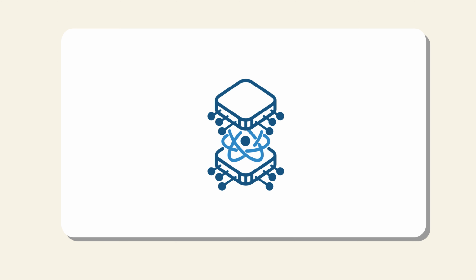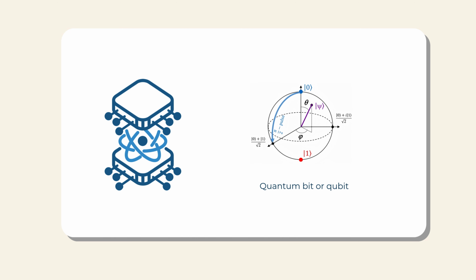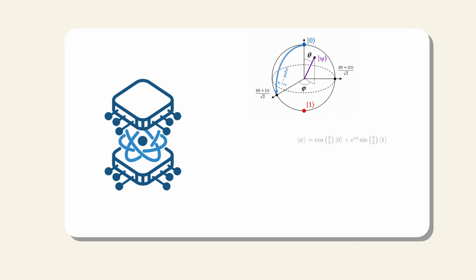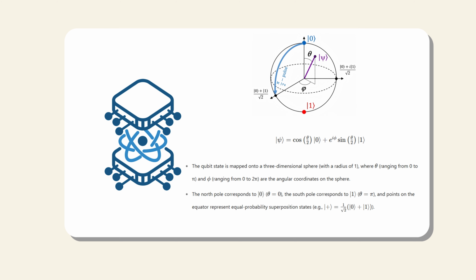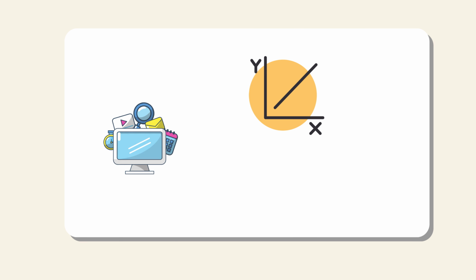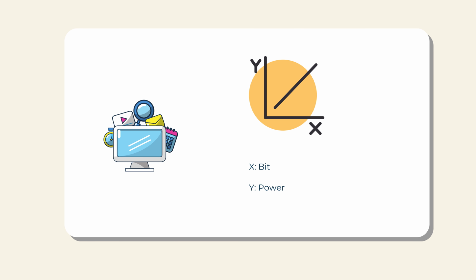A quantum computer, on the other hand, is based on the quantum bit or qubit. Unlike a classical bit, a qubit follows the principle of quantum superposition, meaning it can be in a state of 0 and 1 at the same time. Imagine a spinning coin. It's not strictly heads or tails until it lands. It's a mix of both. This mixed state can be described mathematically as a probability amplitude, and only when measured does it collapse into a definite 0 or 1.